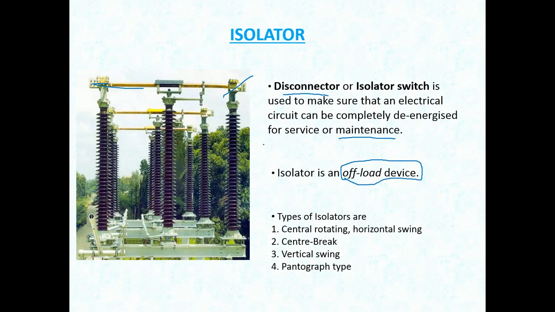There are so many types of isolators: central rotating, horizontal swing, central break. But the isolator is an off-load switch, whereas the circuit breaker is an on-load and automatic switch. The isolator is off-load, remember that, okay.